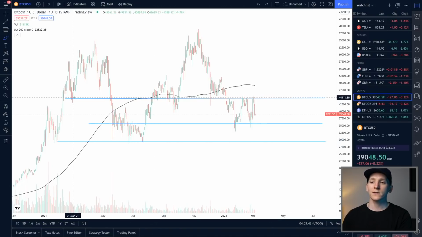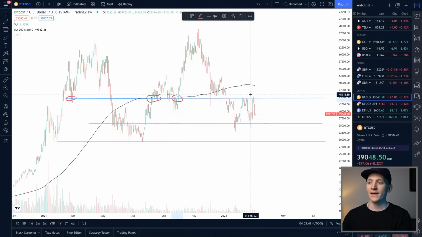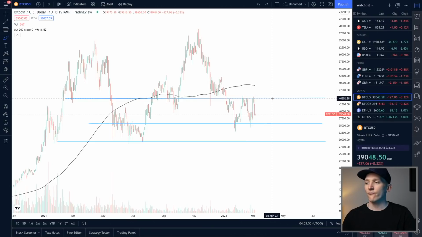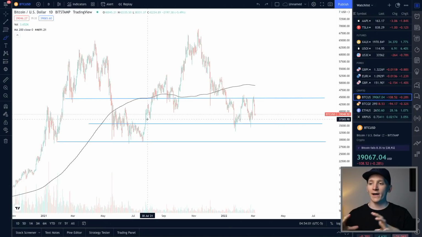You can also see definite areas of support right here that actually turn into resistance, and then again turn into resistance 3 times here. This is a key area and a key price. This is 45,000. So that is a line I draw on the chart. So you can do this at very large areas of value where you see where the key trade is. And then if you go deeper in, you can also draw further lines.